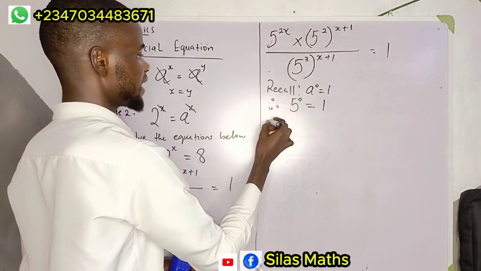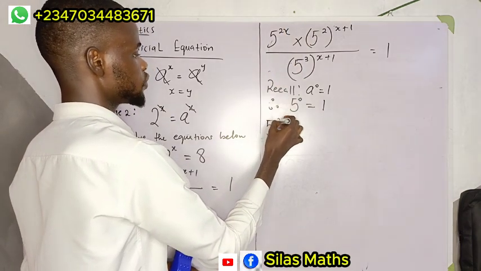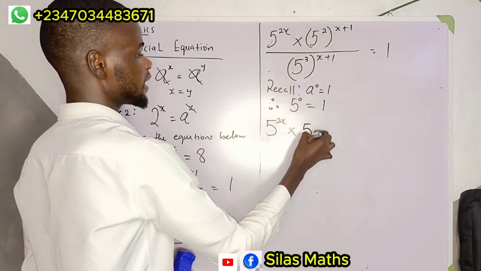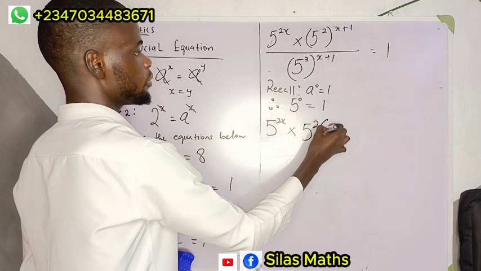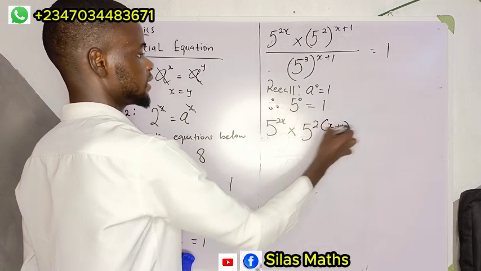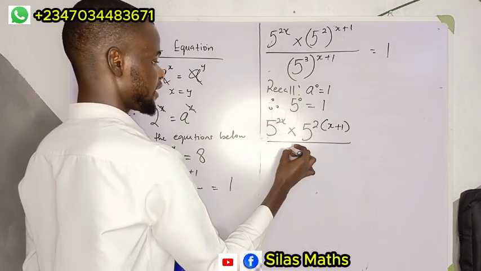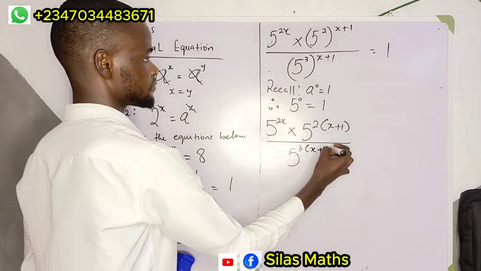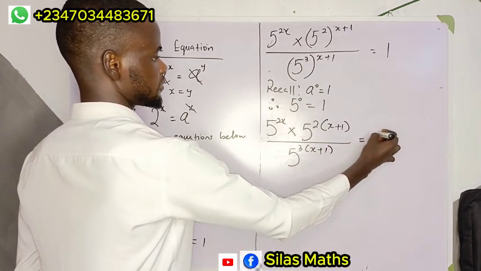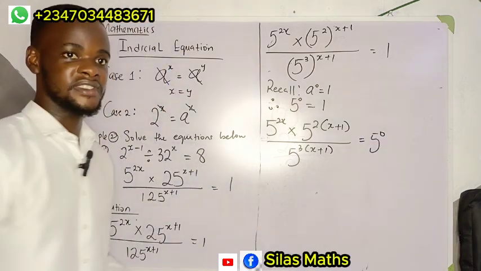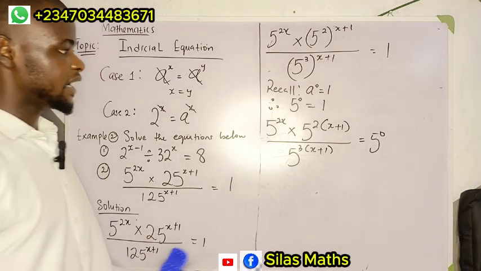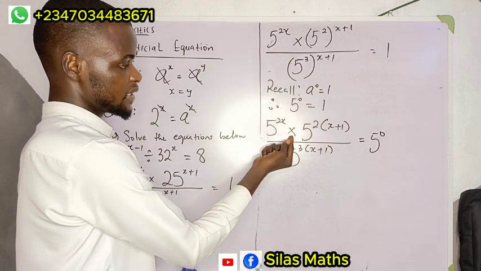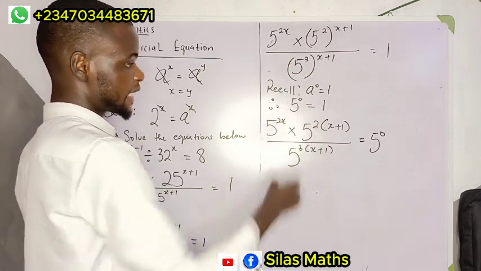We are going to have 5 to the power of 2x, multiplying this, I'm going to have 5 to the power of 2(x + 1) all over 5 to the power of 3(x + 1), equal to 5 to the power of what? 0. Yes. Now we are going to apply the multiplication law that states that when the bases are the same and they are multiplying, we add their powers.